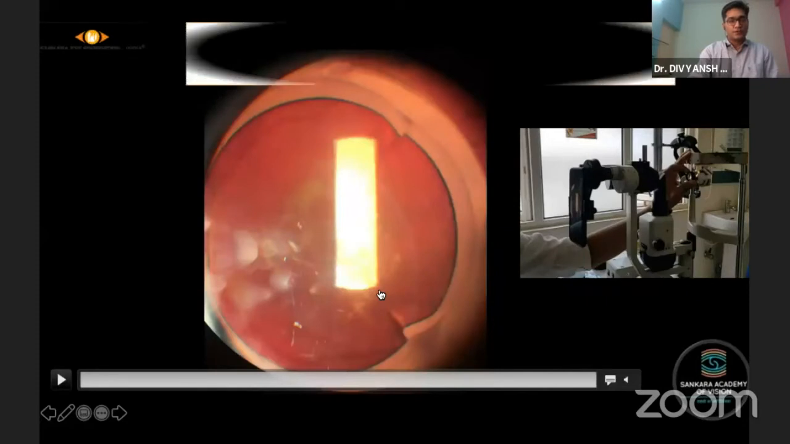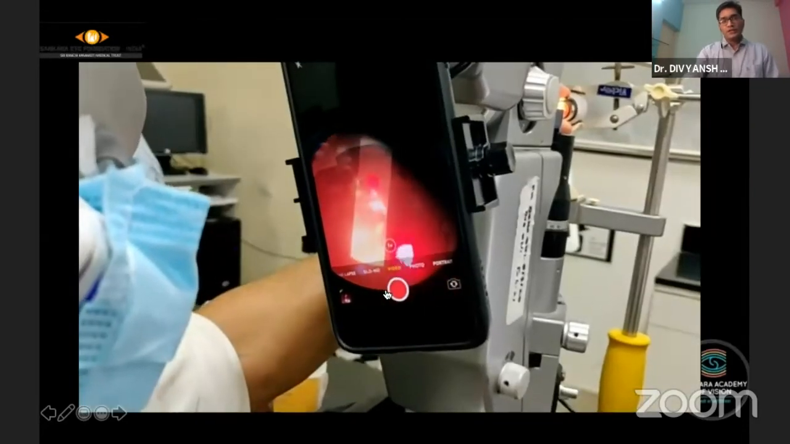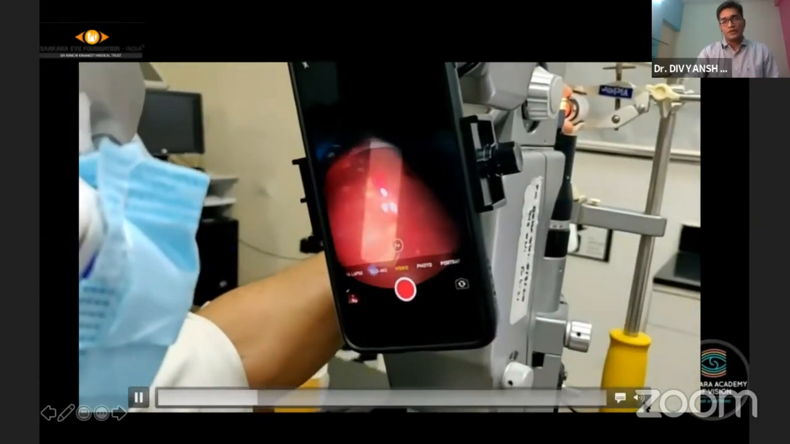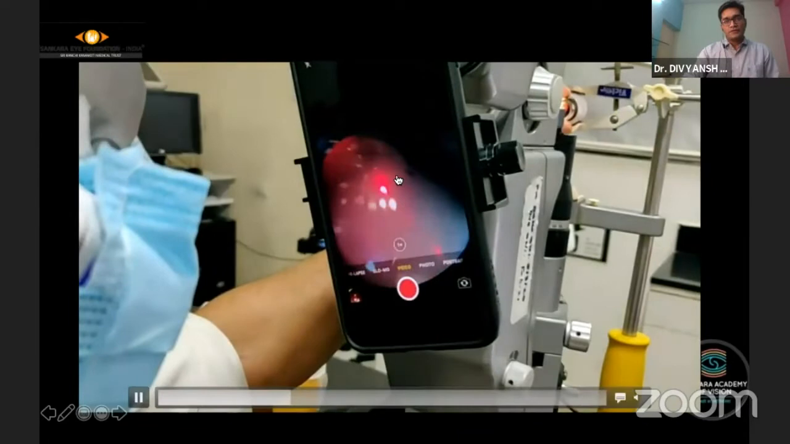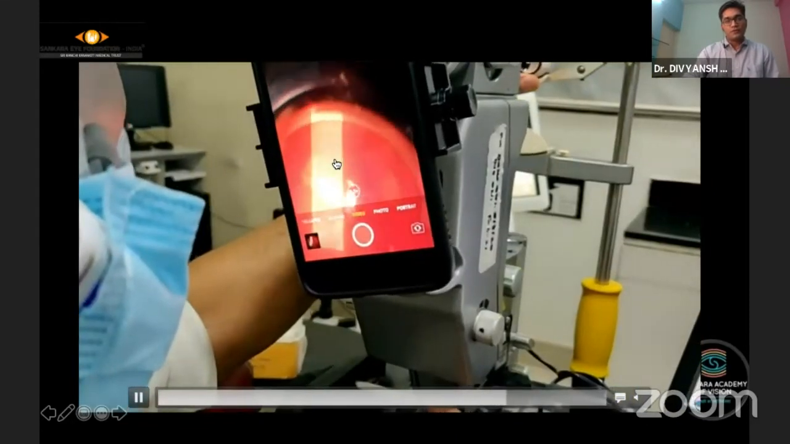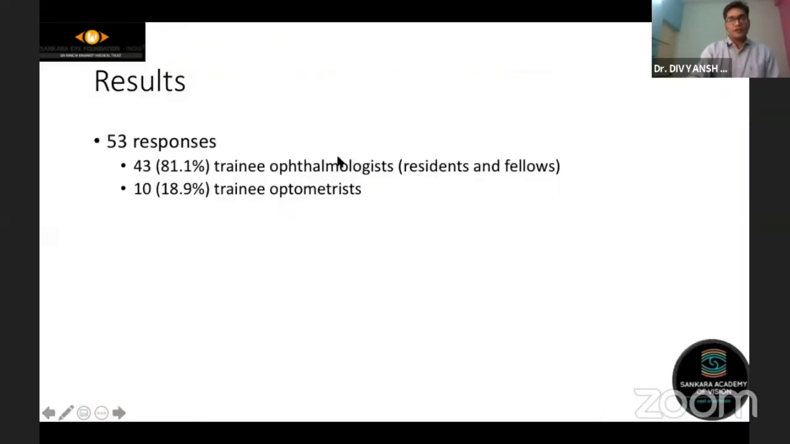So it was effective in slit lamp biomicroscopy. Whether it is effective in teaching lasers, yes, as we can see, the laser spot is very well seen over here. And once we shoot the laser, we can see there are some changes, because we can see some kind of pigment falling from here. That is again a very good sign that the laser is taking up over there. And that is how it can be done.